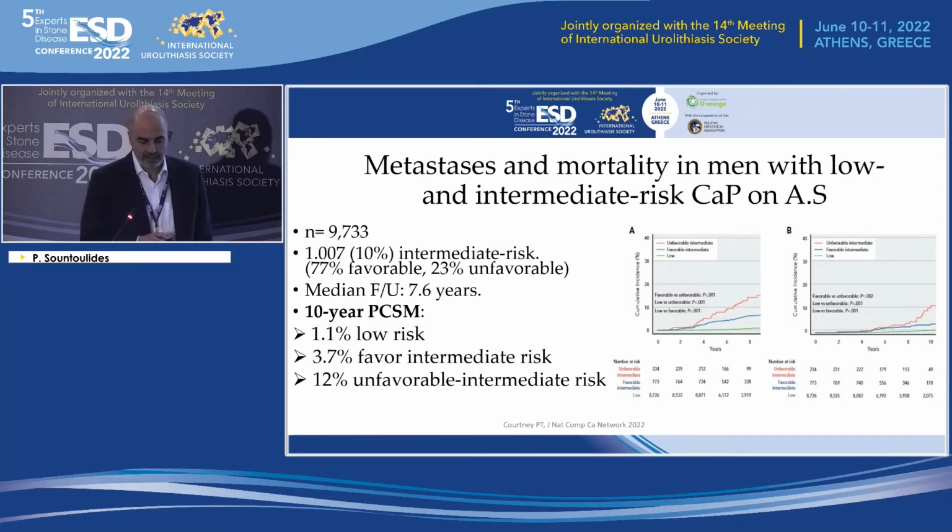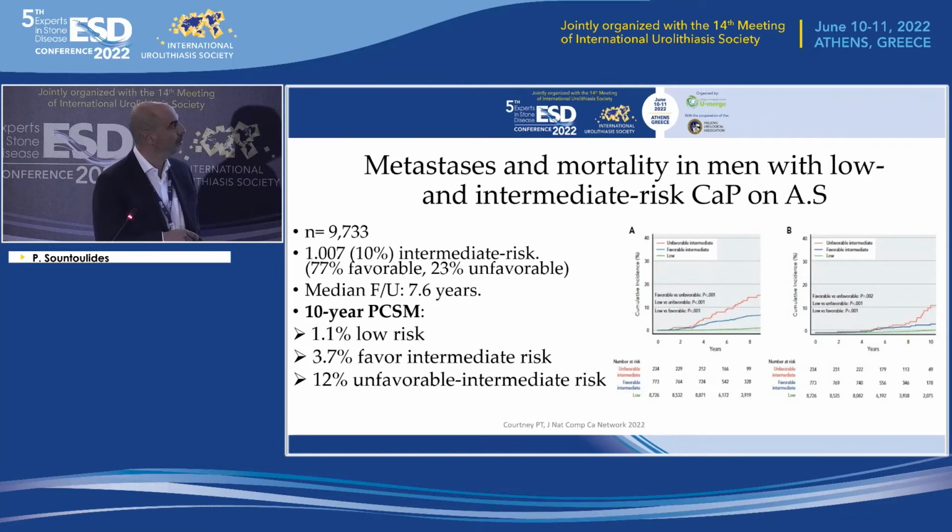So let's look at this in more detail. As you can see in this graph, we have the risk of metastasis and mortality in men with low and intermediate risk prostate cancer. This is the largest study available, of more than 1,000 patients. 10% of them belong to the intermediate risk group, and most of them belong to the favorable risk group. With a median follow-up of 7.6 years, the prostate cancer-specific mortality at 10 years was estimated at 1.1% for the low-risk group, 3.7% for the favorable intermediate risk, and it went up to 12% for the unfavorable intermediate risk group.